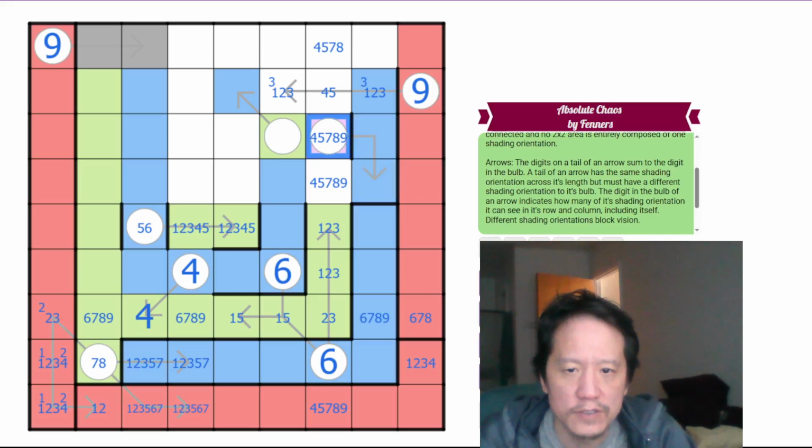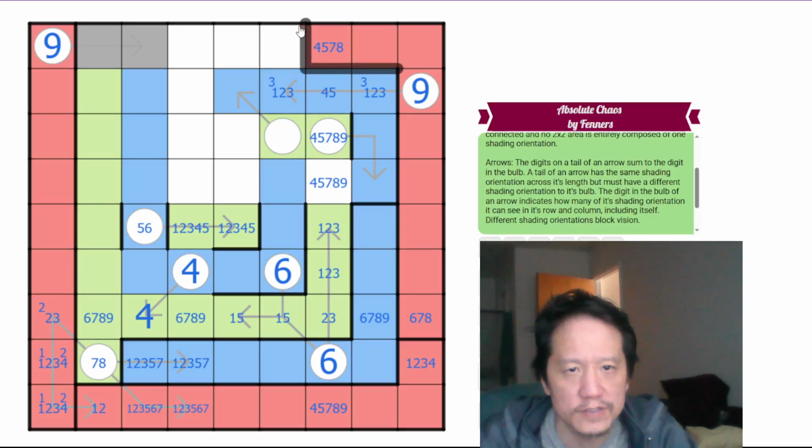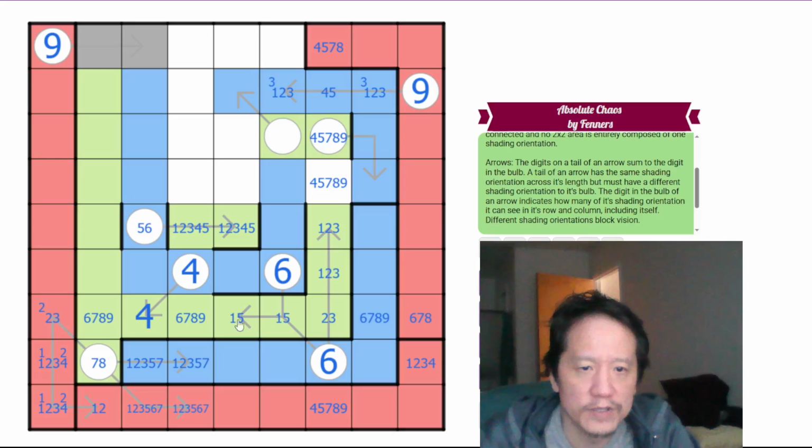This is green. This is green. This must be all blue because it must be the same region. This must be red. Therefore, this is a separate region. This must go out this way. This must go out this way. So this has to be green. So this is green. This is green.